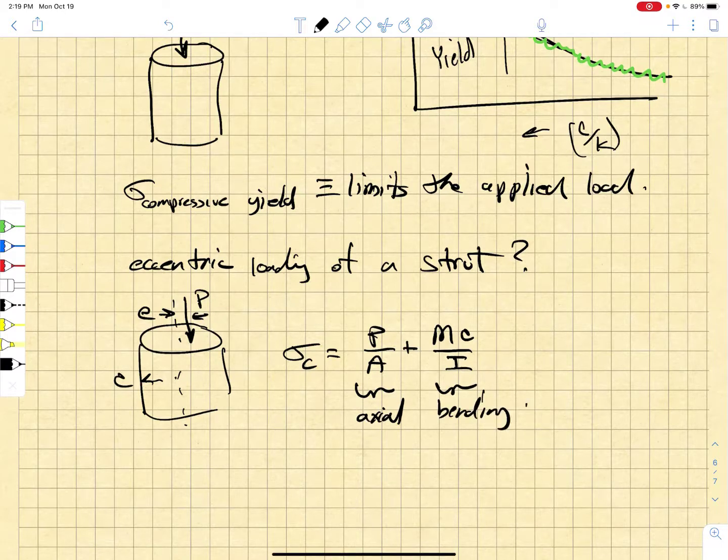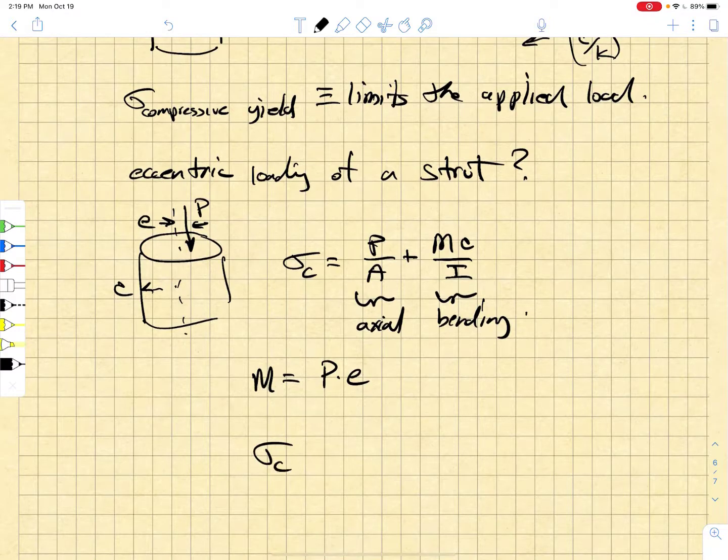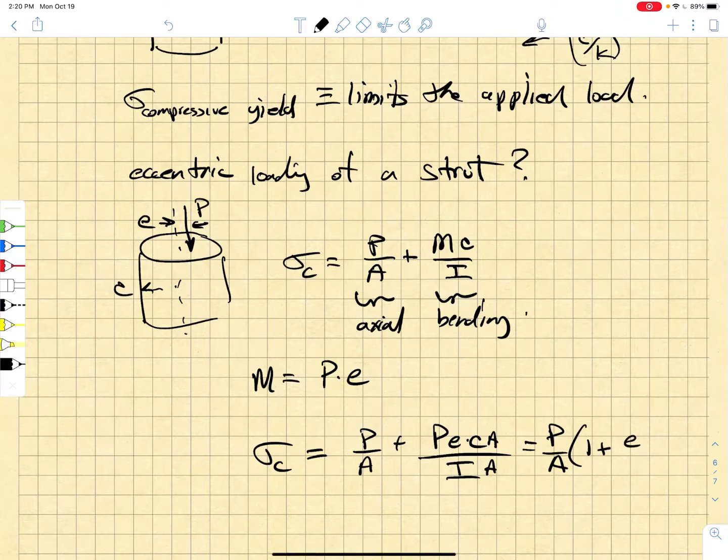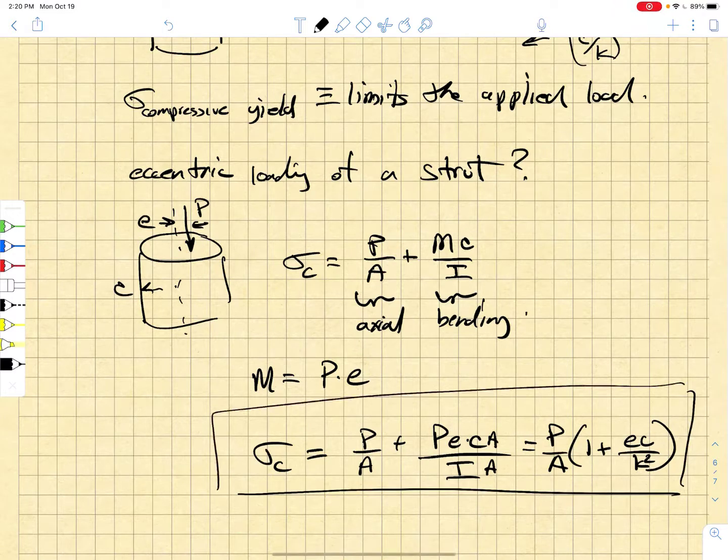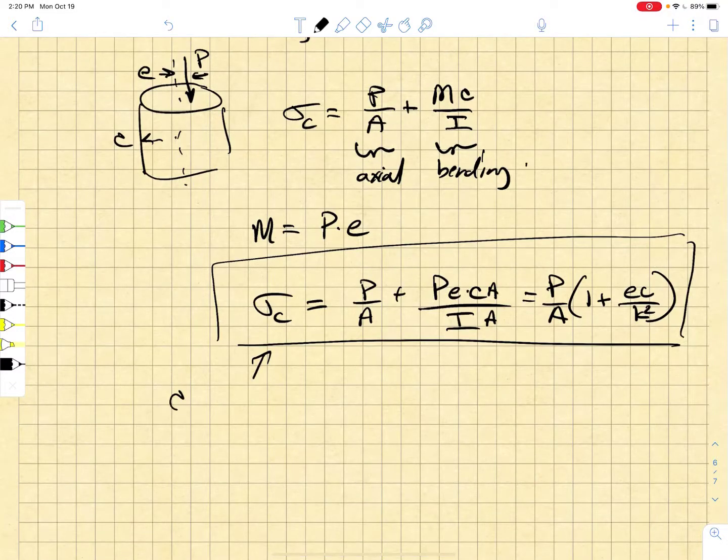And so we need to simply write the bending moment M as P times e. So our compressive stress, that's going to become our maximum allowable, is going to be P over A plus P e c over I. Over A, I'm going to multiply by A over A here, which will give us 1 plus ec over k squared. So we can write the compressive stress in that way. And then we simply compare that stress to the compressive yield strength to determine the maximum allowable load.